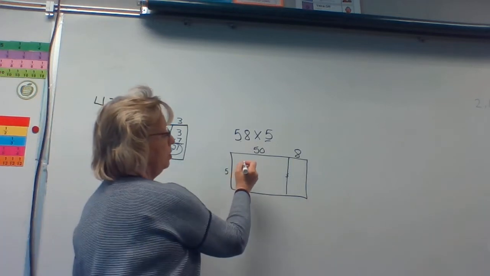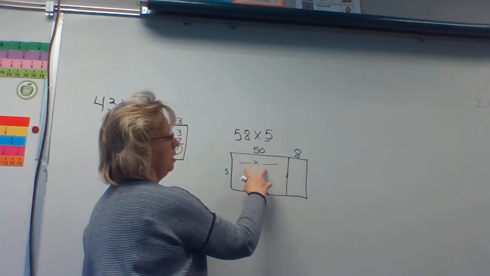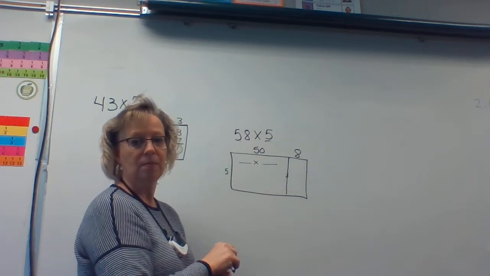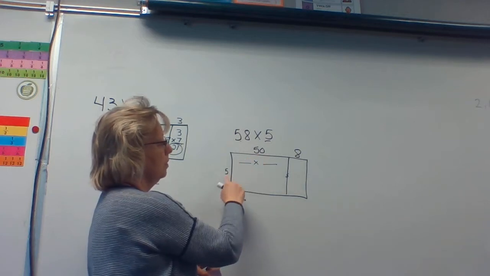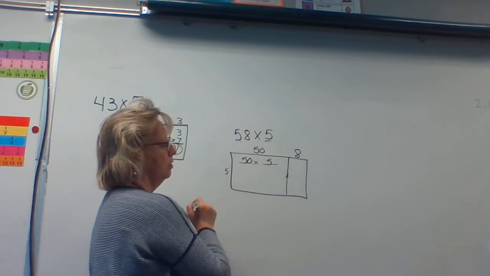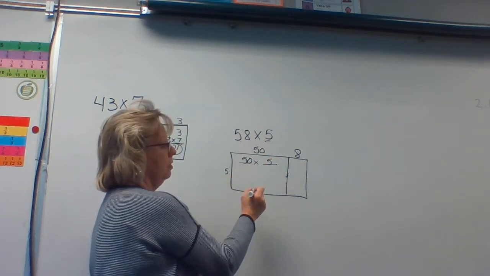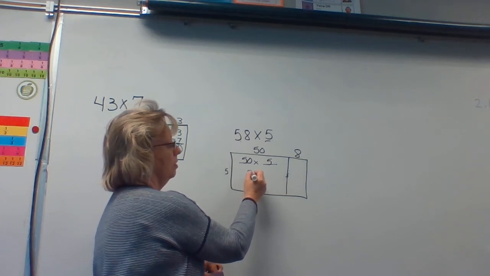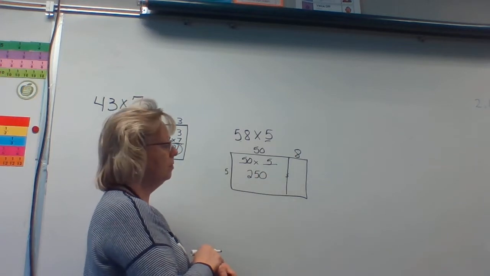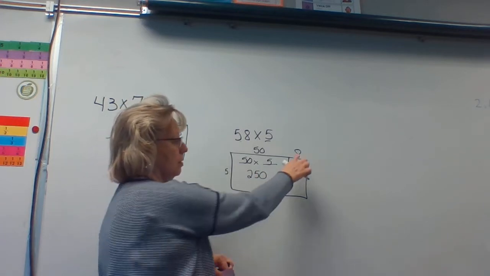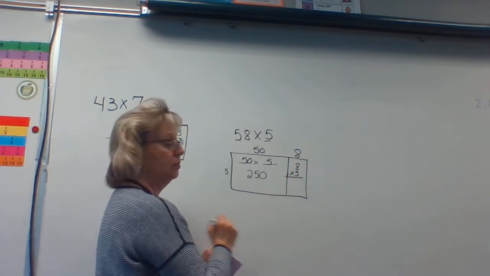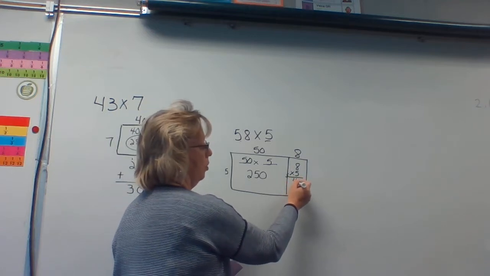Okay? Would you please write what is going to go in this box? What am I multiplying here? So we put 50 times 5. And 5 times 5, write it down. And then I'm multiplying 10 times more, placing my 0. And 5 8 times is my equation, which is 40.